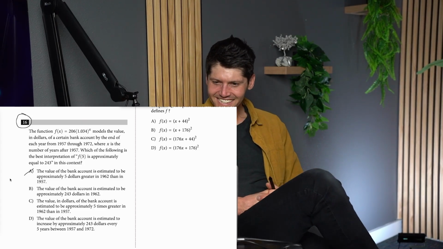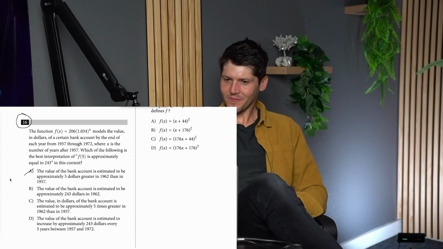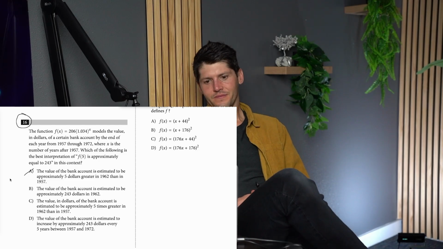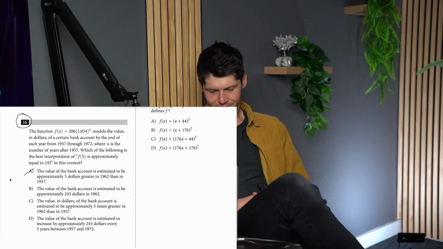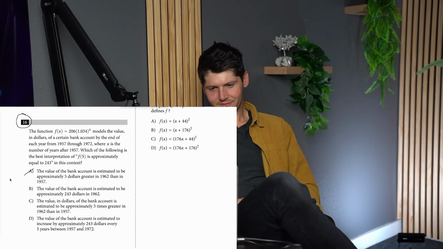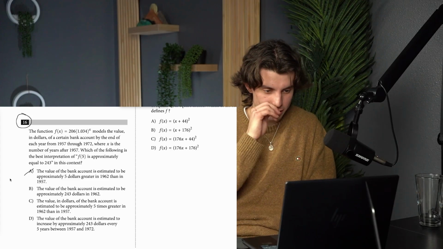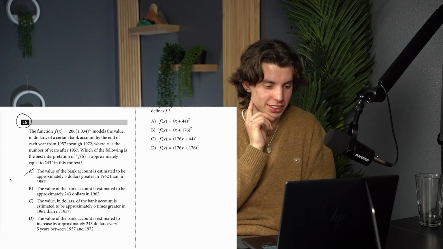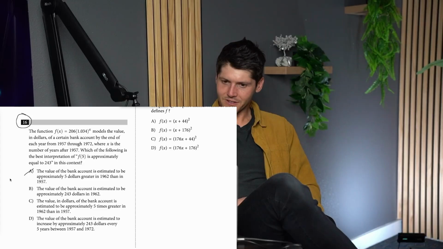Yeah, good. Models the value in dollars of a certain bank account by the end of each year from 1957 through 1972, where x is the number of years after 1957. Which of the following is the best interpretation of f of 5 is approximately equal to 143 in this context. Yes, and this is the wise Alec answer method. Yeah, just need to break it down. And then you can start eliminating. Good. So really we know quickly.